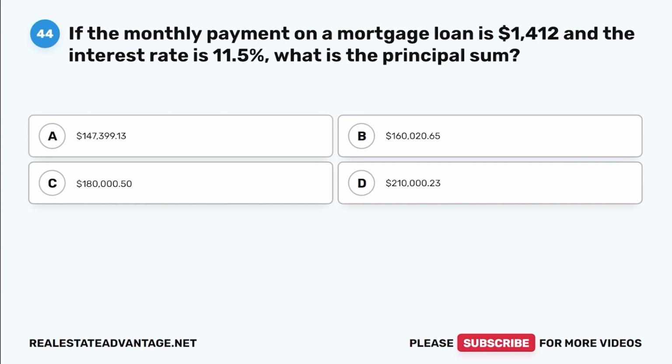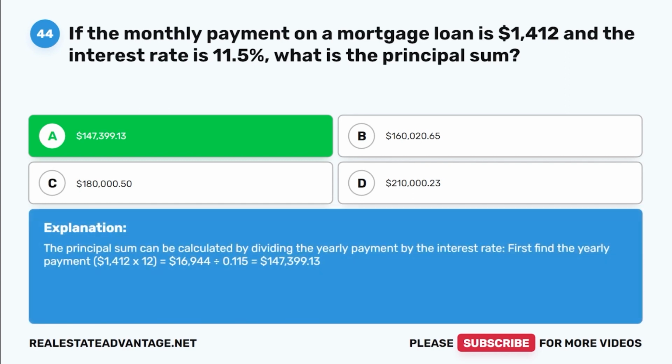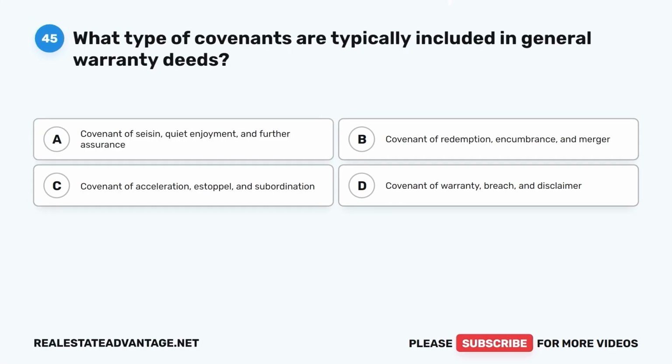Question 44. If the monthly payment on a mortgage loan is $1,412 and the interest rate is 11.5%, what is the principal sum? A. $147,399.13. B. $160,020.65. C. $180,050. D. $210,023. The correct answer is A. $147,399.13. The principal sum can be calculated by dividing the yearly payment by the interest rate. First, find the yearly payment: $1,412 times 12 equals $16,944, divided by 0.115 equals $147,399.13.